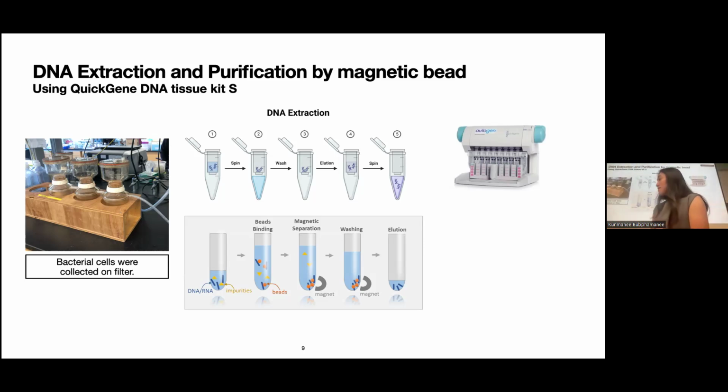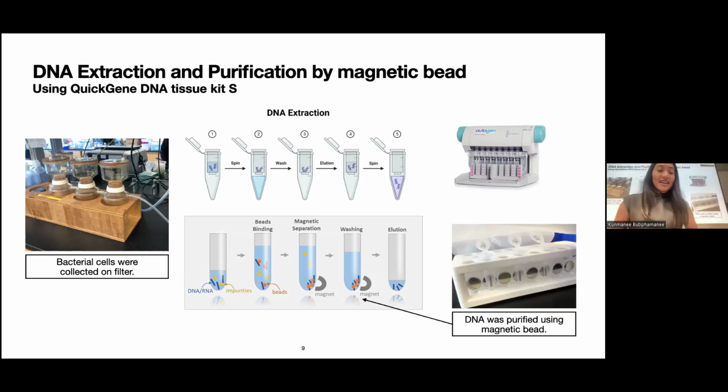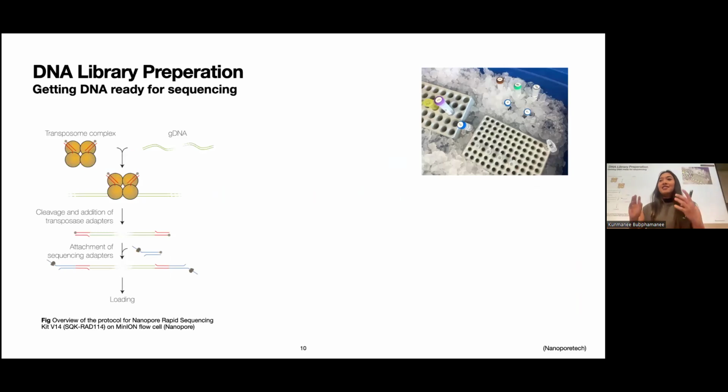I struggled a lot with this. It's a long, extensive method. It took about 2 days, and there are a lot of steps where mistakes could happen. I did some of this with high contamination in my DNA. So yeah, it's a very delicate step. And here is the magnet rack we use to purify DNA out of the solution. And now we have DNA. Now this DNA is ready for sequencing.